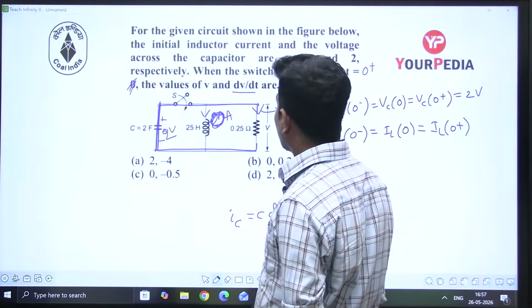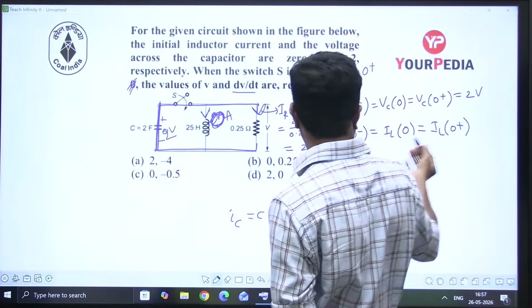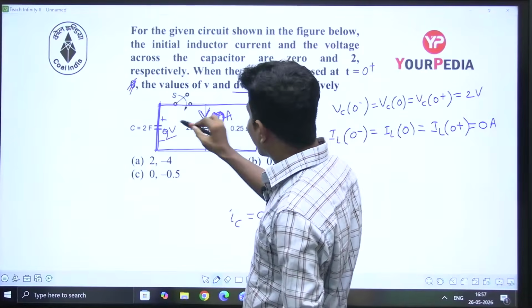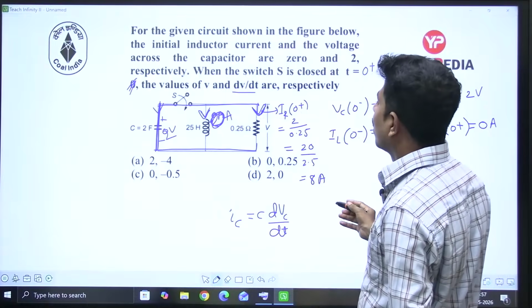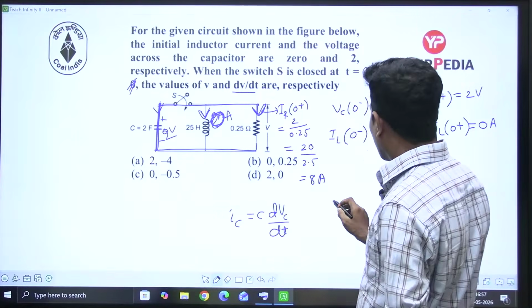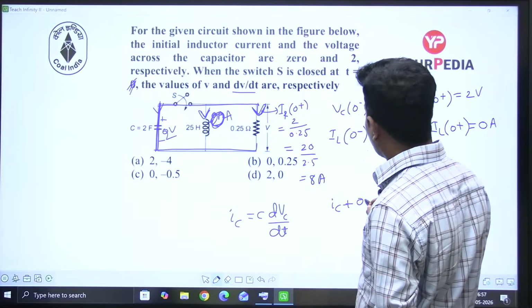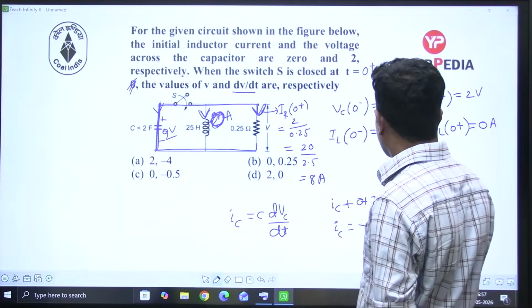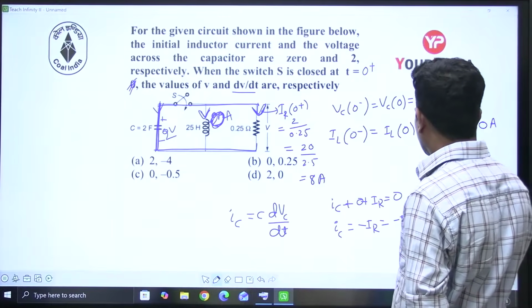Okay, we have to take the appropriate formula. Now, this current we know. This current is 0 because that is not going to change. According to KCL, I'm writing all the currents as leaving: IC, the capacitor current, plus the inductor current plus IR, all equal to 0. So IC is equal to minus IR, which is equal to minus 8 amperes.